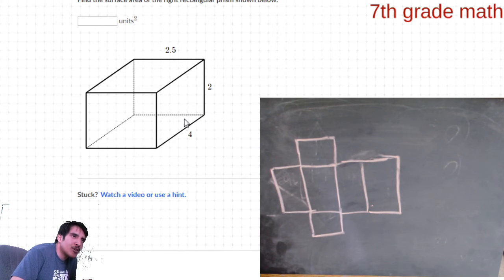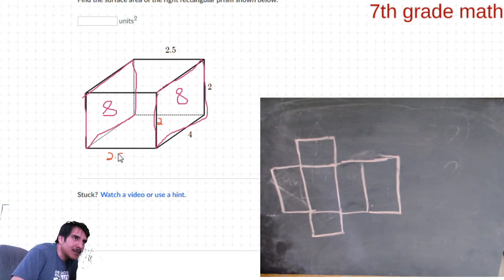So 2 times 4, that's going to be 8, which means that this side is also going to be 8. So I'm going to put a big purple line around that 8 and around this 8. So those are the two sides there. Then in orange, I'm going to do the front side. So the front side, that's 2 right here times, what is this? 2.5?